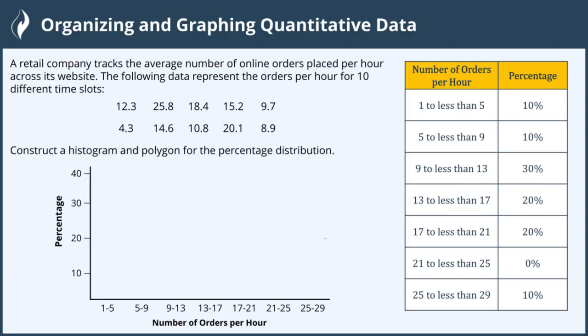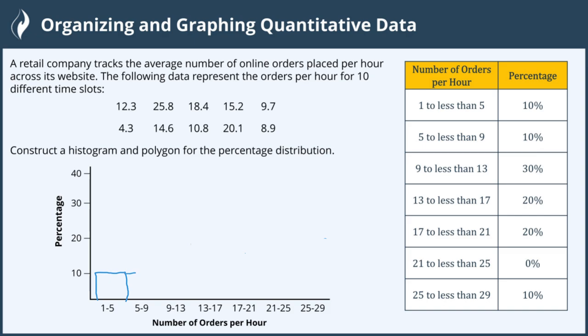So now with those percentages, we're going to create a histogram and a polygon for the percentage distribution. So down here, we're going to take each of those percentages and create a histogram. A histogram is like a bar graph, except the bars touch. So the first class is 1 to less than 5, and the percentage is 10%. So I'm going to create a bar for that class going to 10%.